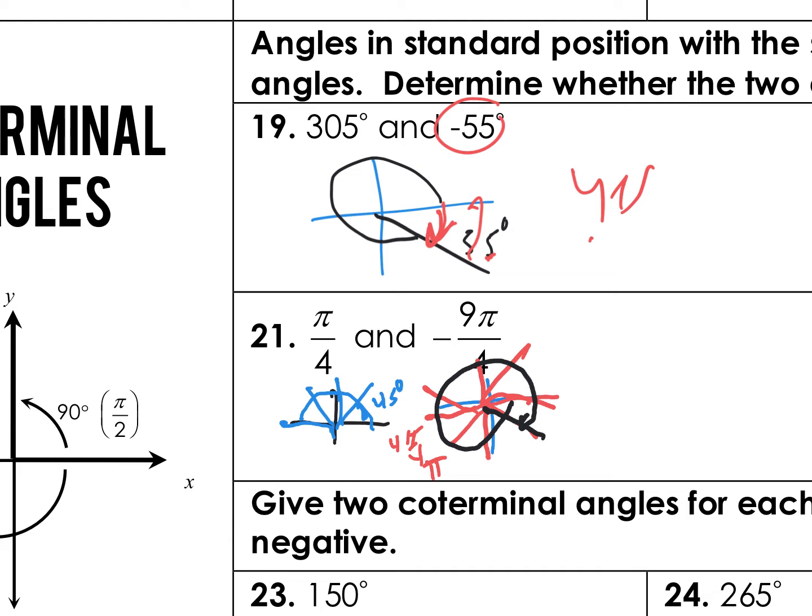So the question is, pi over 4, the angle that goes out like that, and here's my terminal side right here, is that the same as the negative pi over 4 that ended up going backwards all the way around until it came out to here? Is that coterminal with this one? The answer is no. The terminal sides are not in the same place.